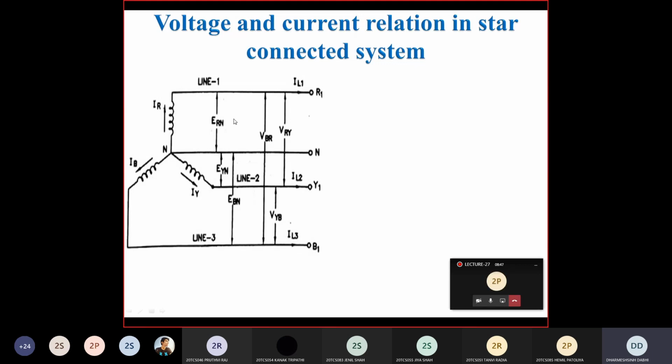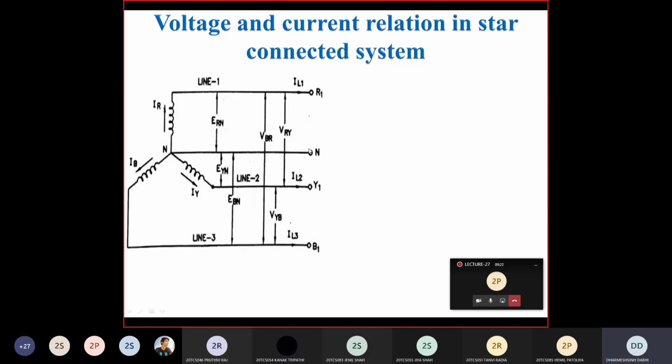We have three phases or three lines. First line or first phase we call R, second phase Y, third phase B. Voltage between R phase and neutral we call the phase voltage ERN, and voltage between the two lines, or between the two phases like R and Y, we call line to line voltage or line voltage, that is VRY. Same way for the other two lines, VRB and VYB.